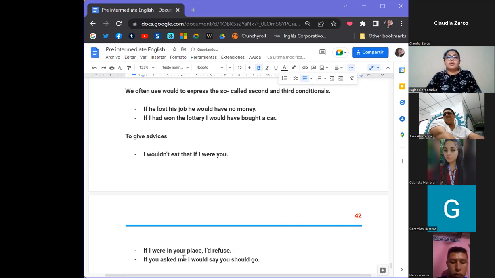Si me hubieras preguntado, hubiera dicho que deberías haber ido, ¿verdad? So in that case, we are giving advices using the structure for the second and third conditional. So in that case, it's just for giving advices. Sometimes the condition is understood and there does not have to be an if clause. Someone who likes John will probably love John's father. If someone likes John, they will probably love John's father.